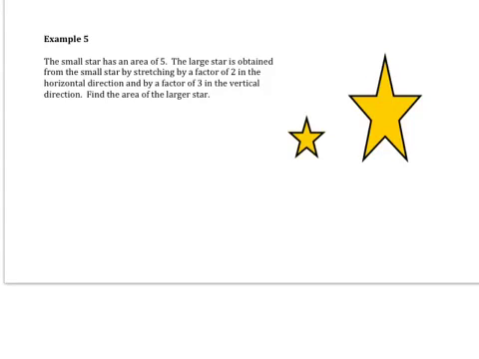So we'll finish this up with this last example. The small star has an area of 5, and the large star is obtained from the small star by stretching a factor of 2 in the horizontal direction and a factor of 3 in the vertical. So it's 2 this way and 3 this way. That means for the scale factor for the areas, we're not going to square anything. It's going to be 2 times 3.